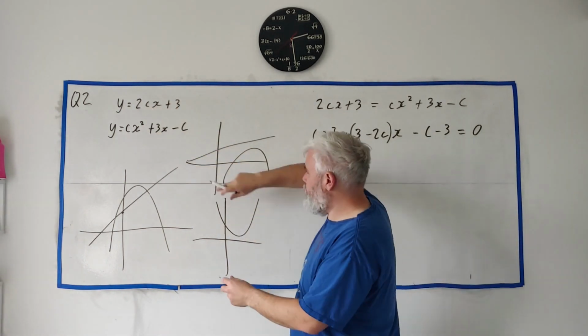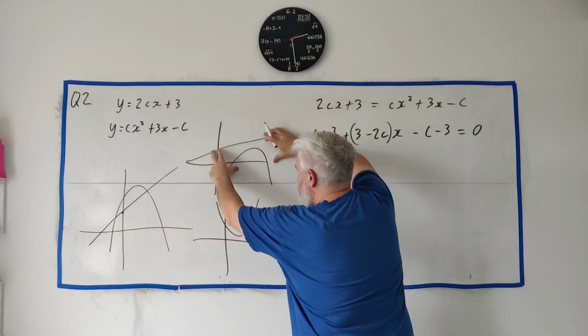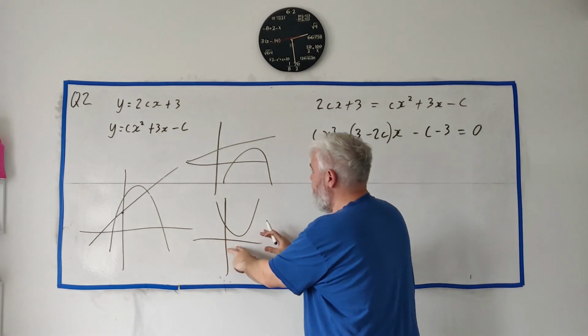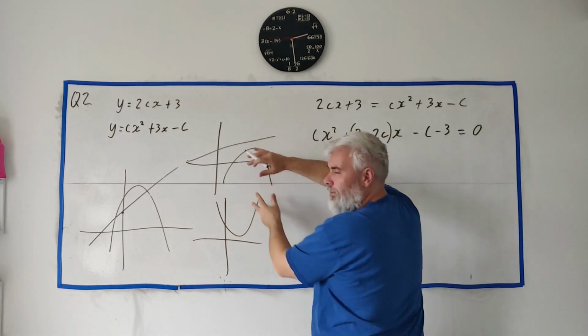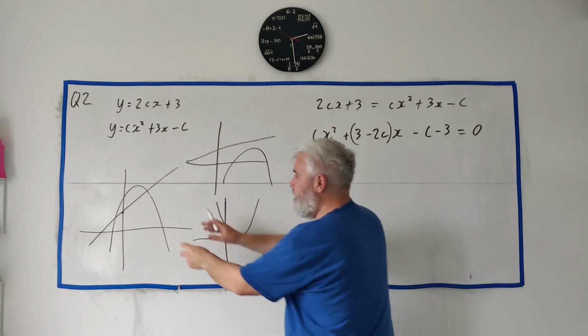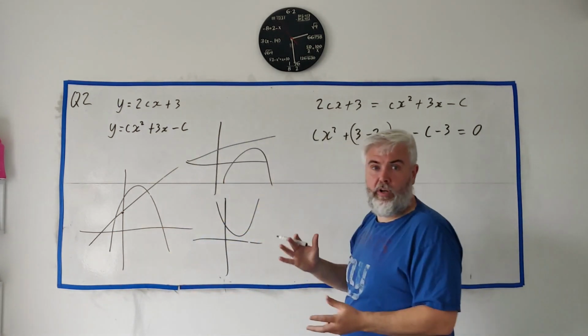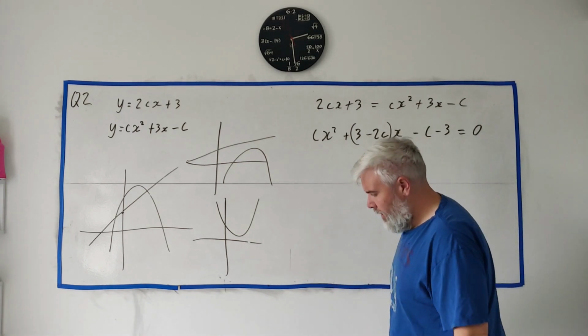So you've reduced this question, let's use this one here, into something that looks like this. If these don't intersect, then this doesn't intersect. If this intersects, the reduced down quadratic will intersect.